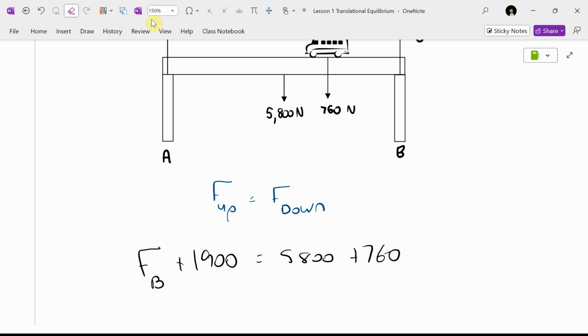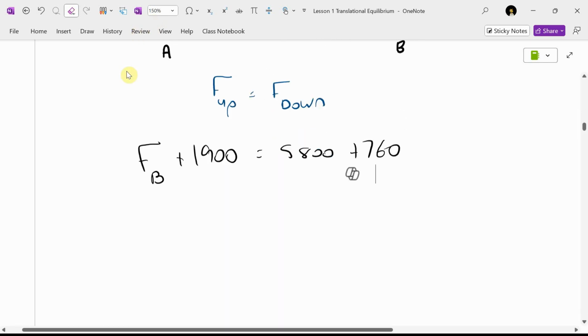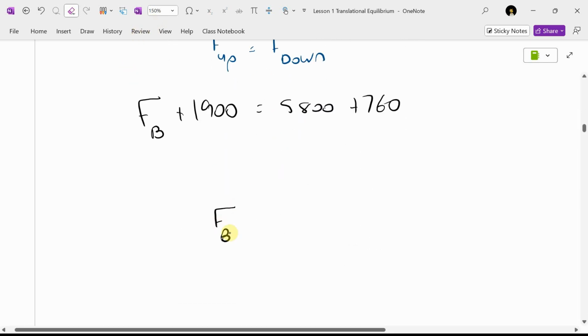Everything up has to equal everything down. If that wasn't the case, this would have to be accelerating. Is the bridge accelerating? Hopefully not. Get FB by itself. What do you get? $46.60.